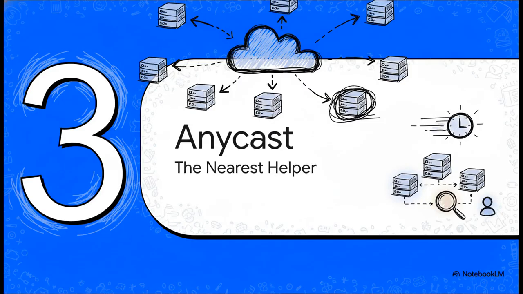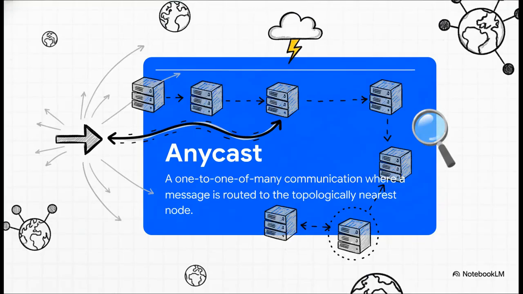Okay, now for a really, really clever one. What if you need a service, but you honestly don't care which server gives it to you, as long as it's the fastest one? This is the magic of Anycast. I know, that definition sounds a bit complex, but the idea behind it is brilliant. You send a message to just one IP address, but behind the scenes, multiple servers all over the world share that exact same address. The network is smart enough to automatically send your request to whichever server is closest to you, guaranteeing you get the fastest possible response.